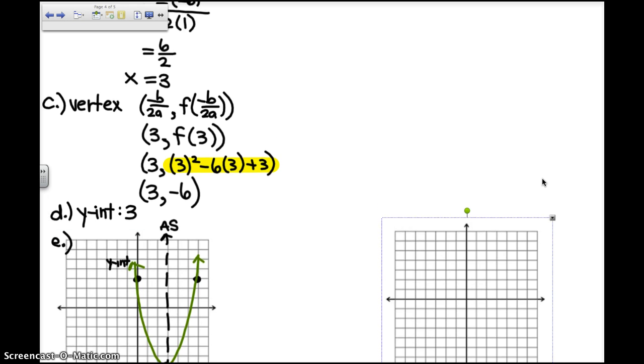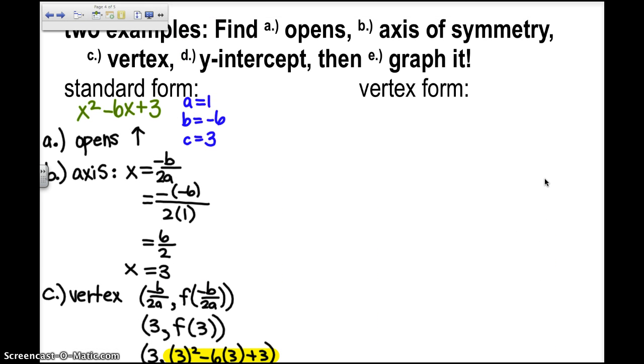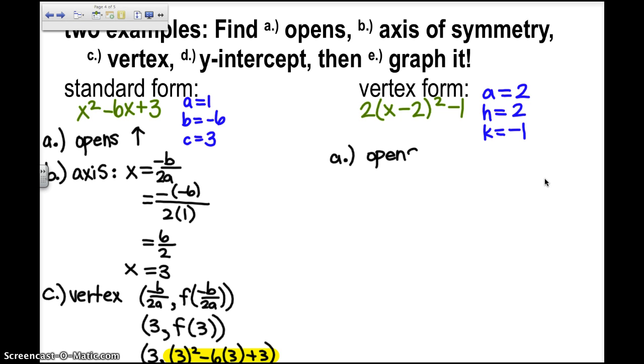Okay? Let's do another one. Let's do one in vertex form. Okay? Here's your equation. Now, you don't have a, b, and c when you have this equation. You have a, h, and k. A is 2, h is 2, k is negative 1. First of all, which direction does it open? Well, since the a's are the same, from vertex form to standard form, this opens up.